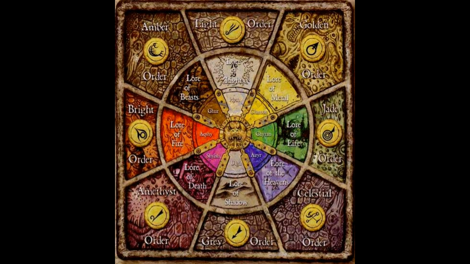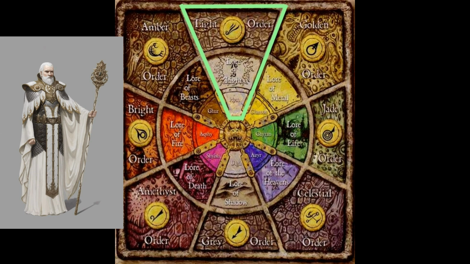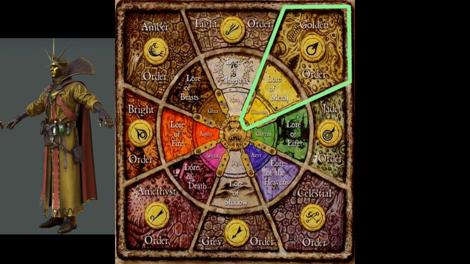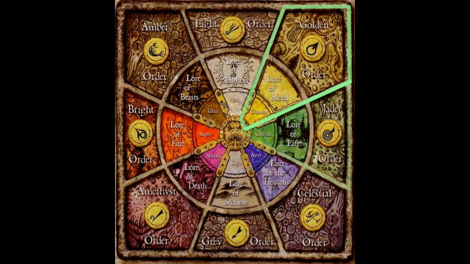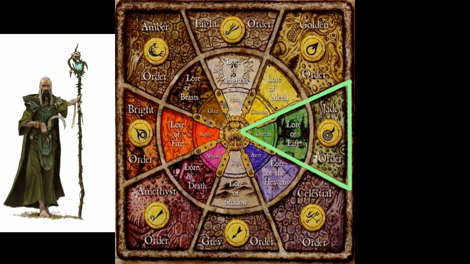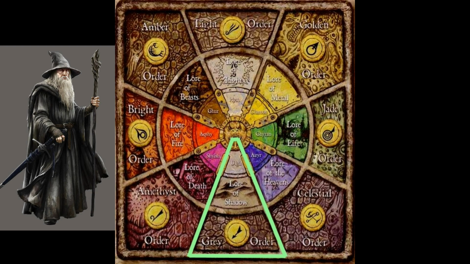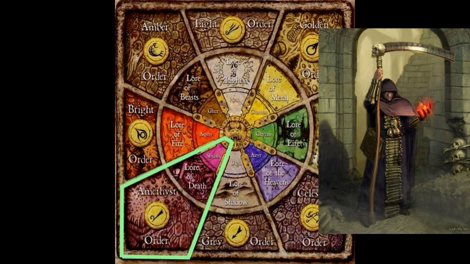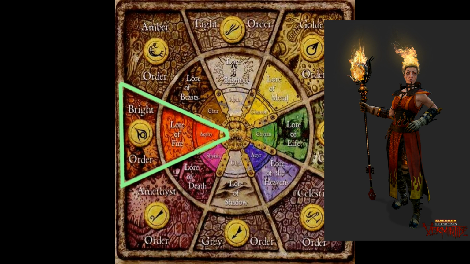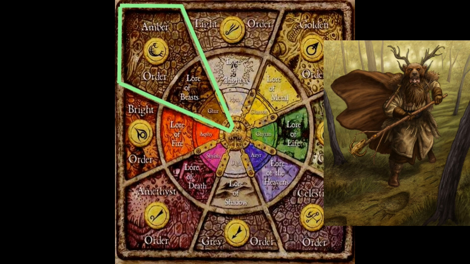winds of magic. The 8 colleges are the Light Order, which follows the wind of Hysh or the lore of light, the Gold Order, which studies the wind of Chamon or the lore of metal, the Jade Order studies the wind of Ghyran with the lore of life, the Celestial Order studies Azyr or the lore of heavens, the Grey Order studies Ulgu, the lore of shadows, the Amethyst Order studies Shyish or the lore of death, the Bright Order studies Aqshy, the lore of fire, and the Amber Brotherhood, because they have to be different, study the wind Ghur with the lore of beasts.